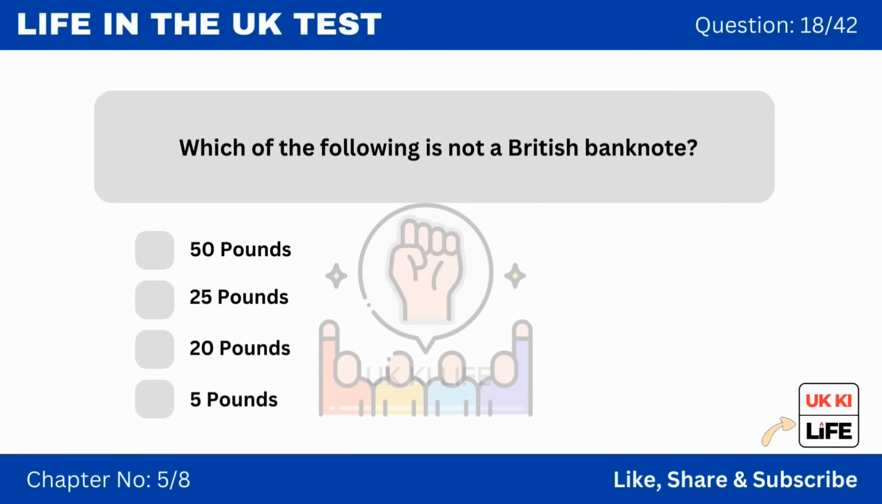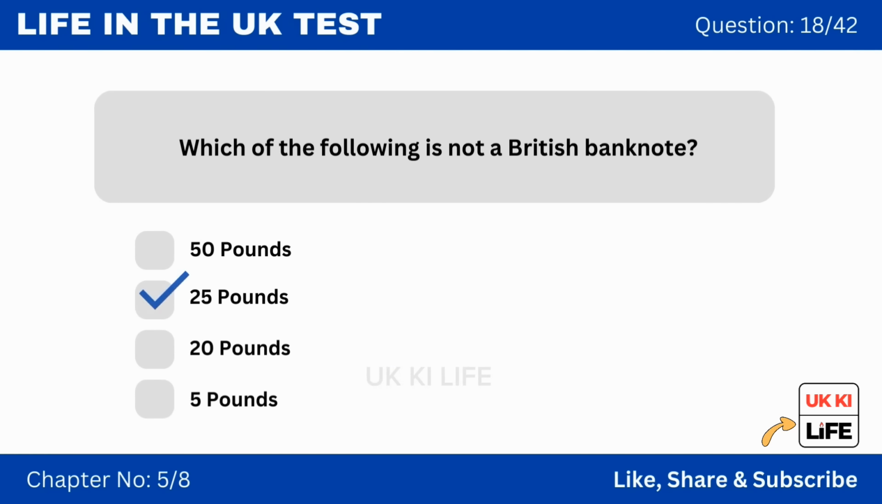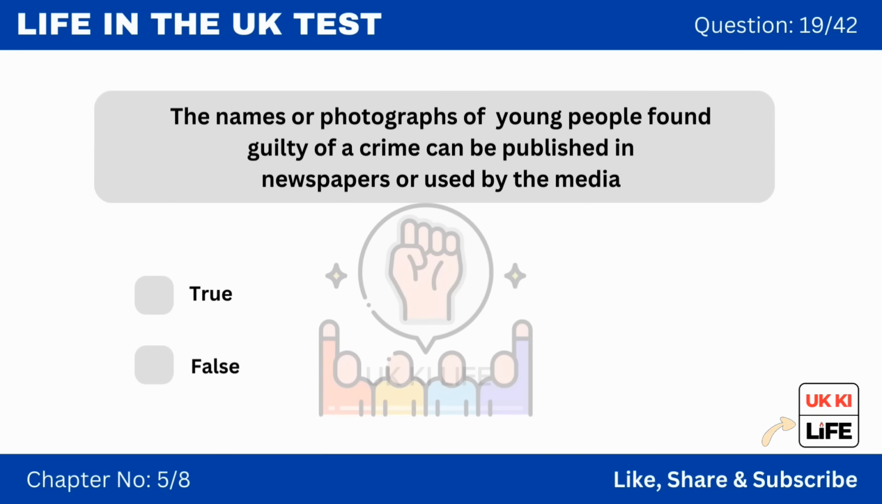Question 18. Which of the following is not a British banknote? £50, £25, £20, £5. The correct option is B. Explanation. There are no £25 notes in the UK. Question 19. The names or photographs of young people found guilty of a crime can be published in newspapers or used by the media. True. False.